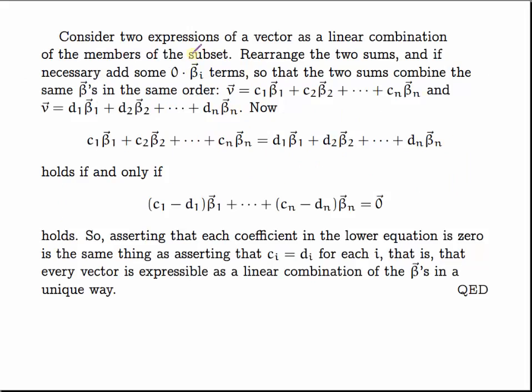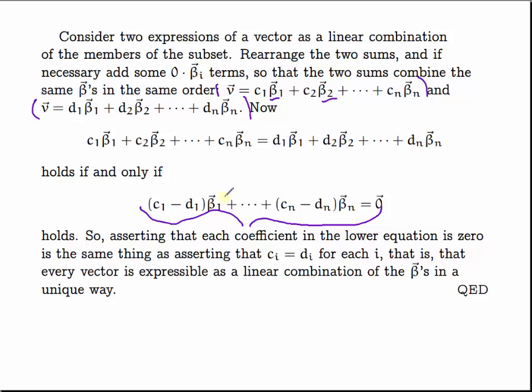All right, so let's consider two different expressions of a vector as linear combinations of the members of the subset. Let's rearrange the two sums and, if necessary, add some 0·bi terms so the two sums combine the b's in the same order. Here we have two different expressions for v in the vector space in terms of this basis B. Now we can set these two equal because v equals v. We can do some algebra and come up with this linear relationship among the b's.